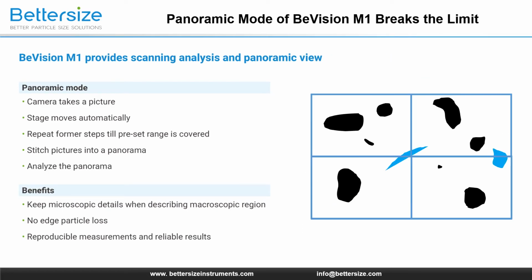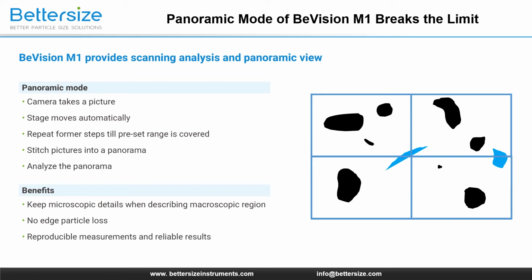Different from the scanning mode, the panoramic mode stitches separate images into a panorama before analysis. With a panorama, it is easy to measure the total number of particles in the region and the size and shape of every particle. The accurate particle number is of vital importance to different industries. For example, the automotive industry and the pharmaceutical industry.